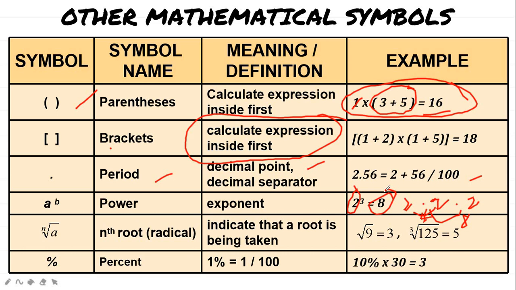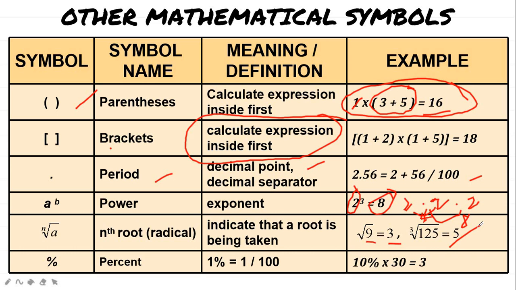Okay, the next is the nth root or radical. It indicates that a root is being taken. The square root of 9 is 3. The cube root of 125 is 5. And then we have the percent symbol.